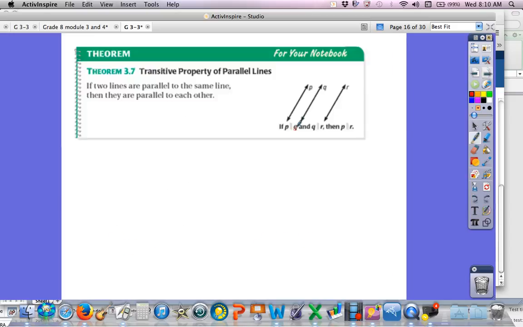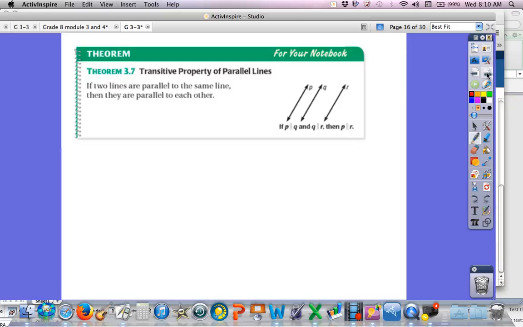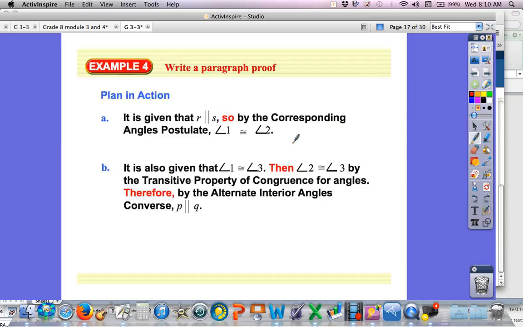So let's look at what they wrote here. Oh, they didn't give us the steps. Okay? Oh, this got pushed in there. We'll move that. So, okay, so this is a paragraph proof. It is given that R is parallel to S. That's the given. Okay? So, by the corresponding angle postulate, angle 1 is congruent.